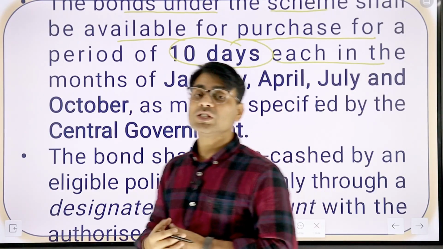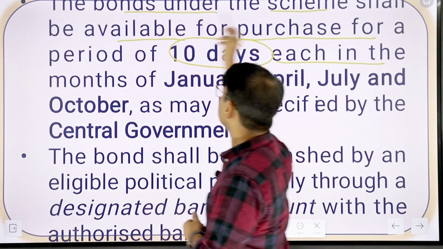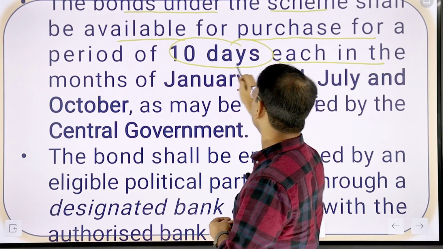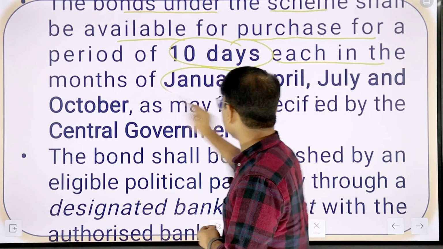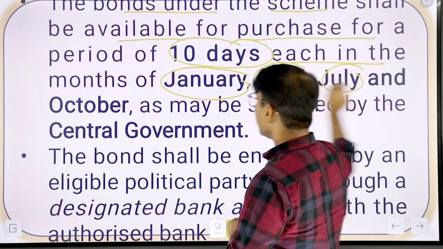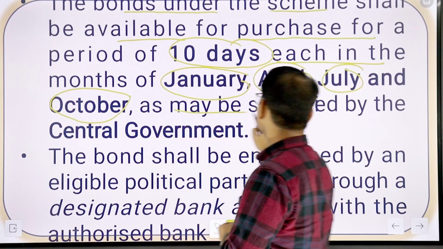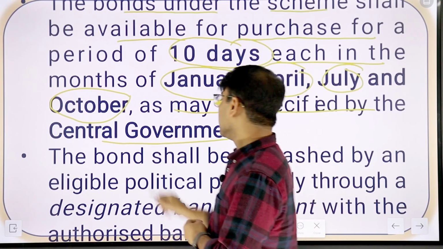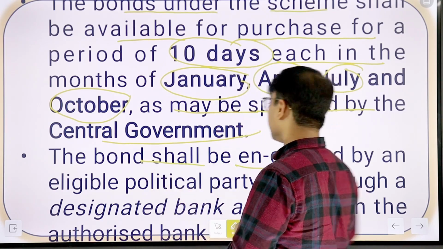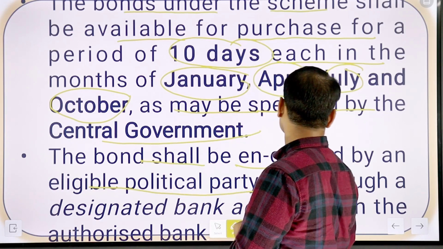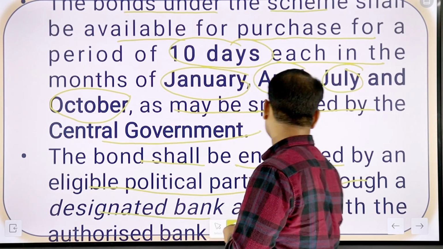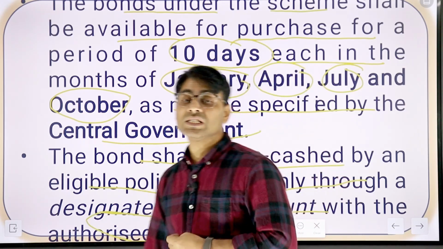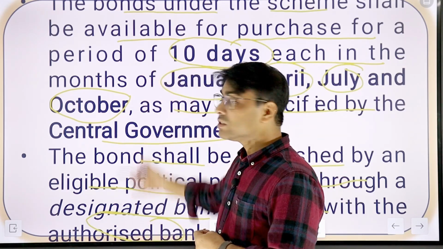Some of the other features of this electoral bond system are here. The bonds will be available for purchase for a period of 10 days each in the months of January, April, July and October, as may be specified by the central government. The bond shall be encashed by an eligible political party only through a designated bank account with the authorized bank. These are very important to maintain transparency in electoral funding. So these features will be quite helpful.